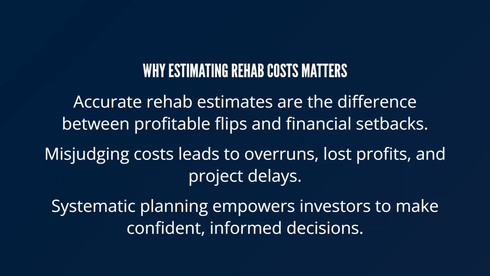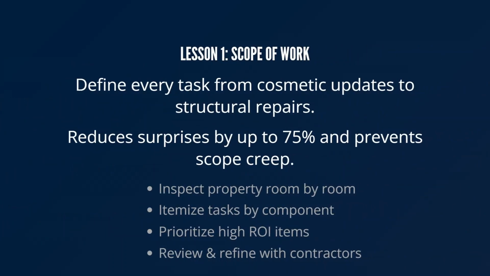Now, let's talk about the foundation of every successful renovation: the scope of work. The SOW defines every single task, from painting walls to replacing the roof. When done properly, it reduces surprises by up to 75% and prevents scope creep that can derail your budget and timeline. Start by inspecting the property room by room, then itemize tasks by component. Prioritize high ROI items, kitchens, bathrooms, and exteriors, and review your plan with contractors. Notice how this approach not only clarifies costs, but aligns everyone on the project vision.